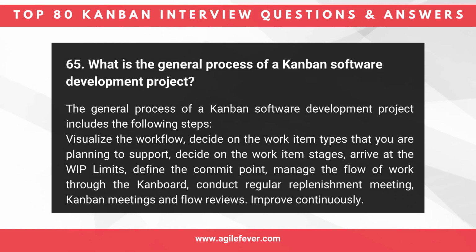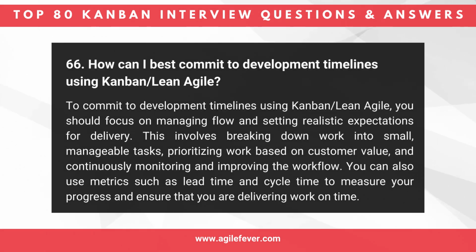Question 65. What is the general process of a Kanban software development project? The general process of a Kanban software development project includes the following steps. Visualize the workflow, decide on the work item types that you are planning to support, decide on the work item stages, arrive at the WIP limits, define the commit point, manage the flow of work through the Kanban board, conduct regular replenishment Kanban meetings and flow reviews. Improve continuously.